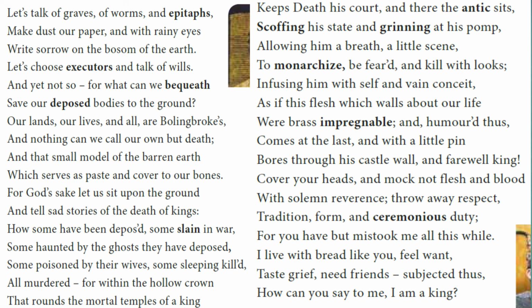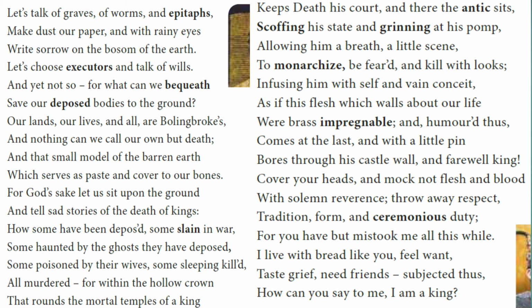When Richard II comes face to face with the bleak reality of his crumbling world and his imminent fate, he succumbs to despair momentarily. It is then he speaks the following verse: the situation is hopeless, therefore he will not speak of comforts. He wants to talk about graves, worms, and epitaphs, tombstone inscriptions in memory of the dead. He wants to make dust his paper, use his tears, and write sorrow on the earth. He requests his men to choose their executors and talk of their wills.